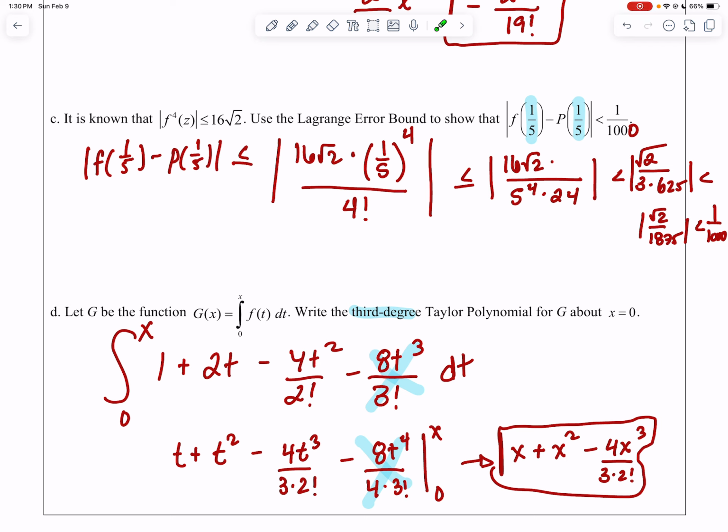Just get a lot of practice in terms of Lagrange and alternating series error. It's not that bad. You'll get maybe like 2 or 3 points in terms of doing Lagrange or alternating series error. So knowing how to do them will give you those easy points. You just need to do a lot of practice.